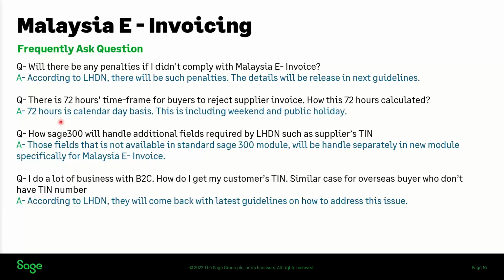So if you send your e-invoice to your buyer on Friday, then the next 72 hours will also include Saturday and Sunday. So you had better plan when you want to send your e-invoice to your customer. Otherwise they don't have time to reject or review your e-invoice. It will be auto accepted after the 72 hours time frame finishes.